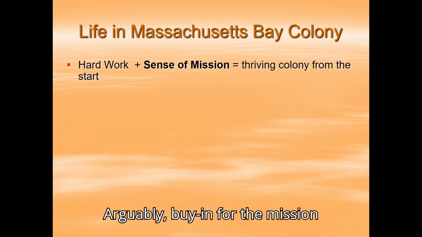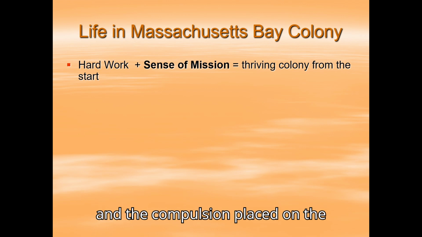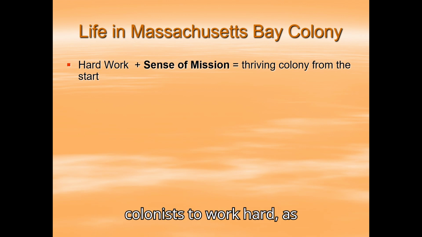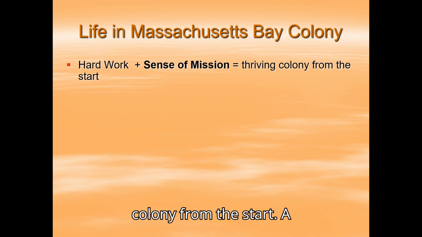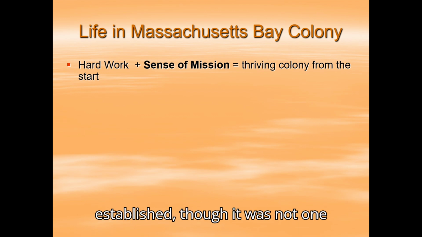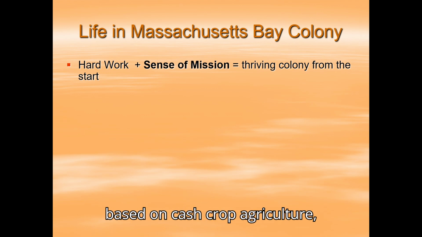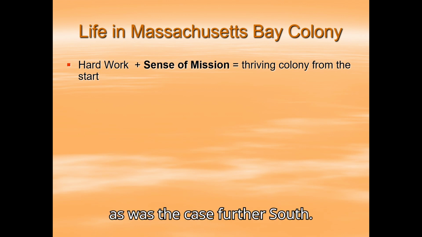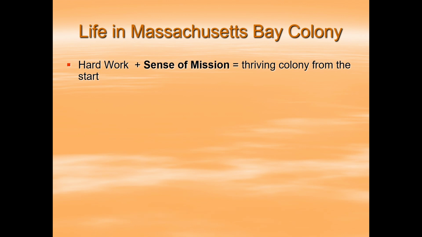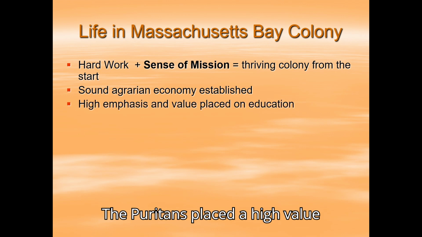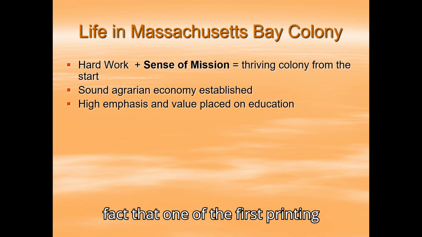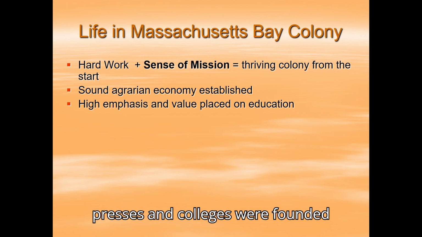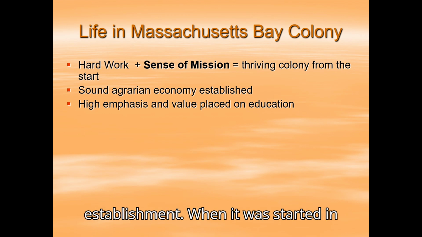Arguably, buy-in for the mission and the compulsion placed on the colonists to work hard as spelled out in its earliest laws led to the establishment of a thriving colony from the start. A sound agrarian economy was established, though it was not one based on cash crop agriculture, as was the case further south. The Puritans placed a high value on education by virtue of the fact that one of the first printing presses and colleges were founded within the first decade of the colony's establishment.